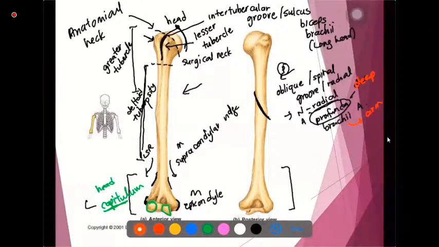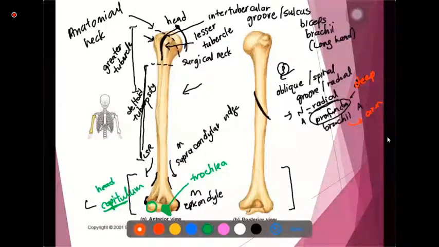This here is known as the trochlea. Trochlea will articulate with the trochlear notch of the ulna. This one is just known as trochlea, but on the ulna, the part that articulates with the trochlea of the humerus is the trochlear notch of the ulna.